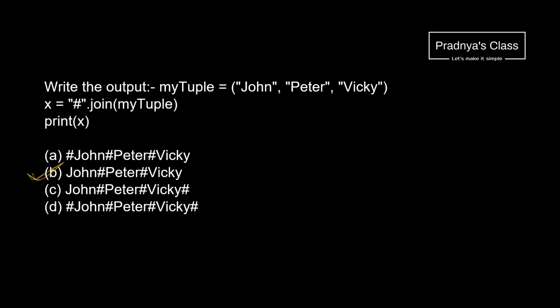Alright, let's discuss one more question. What will be the output of this code? Here is one tuple and using join we are joining with a hash and then we are printing it. So what will be the output? A hash will get added in between the elements of the tuple. After John, one hash will get added and after Peter, one hash will get added. So we will get the output which is mentioned in option B.